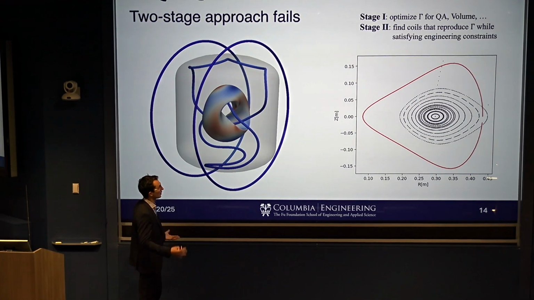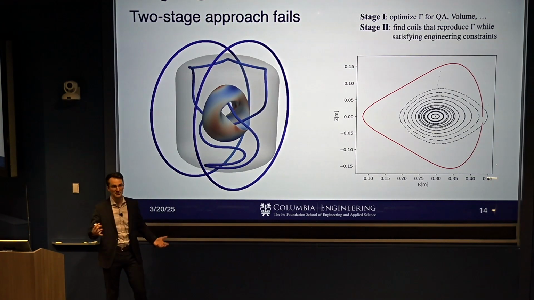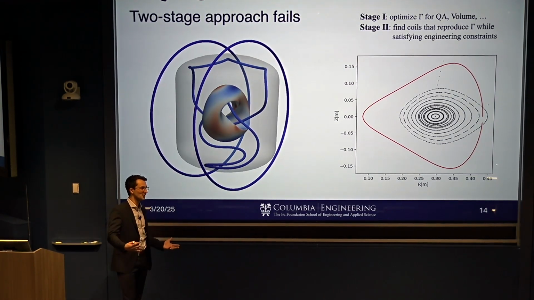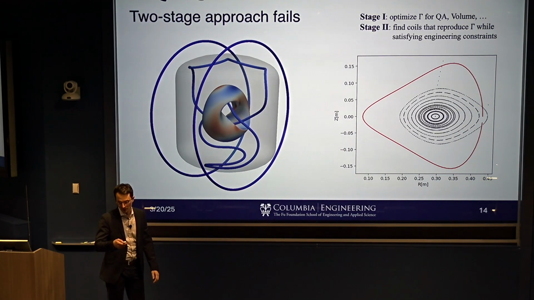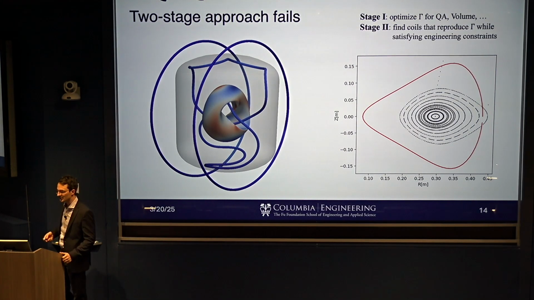You can think of changing your stage one, adding different terms, changing the weight, trying to make it work so that then you can find coils that match this. But this is exactly what a single-stage optimization would do for you. So instead, we forget about the two-stage approach, and we're going to use a single-stage optimization approach.